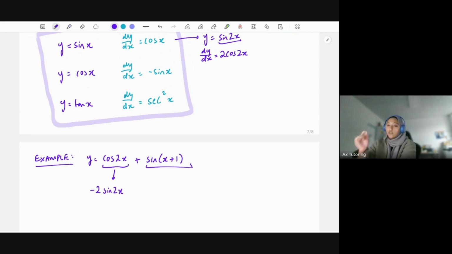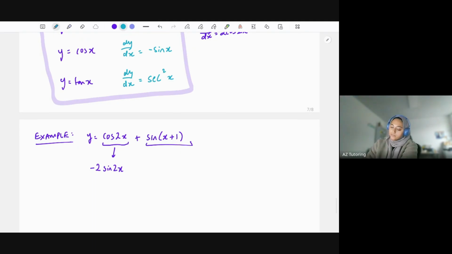Now differentiating this, I've got a function inside a function, so I have to use the chain rule. For this one, I want to let t equal x plus 1, which is that inside thing there. Therefore, y equals, just for this part, sine t. Differentiating each of these, dt over dx equals just 1, and dy over dt equals, the differential of sine t, is just cos t.